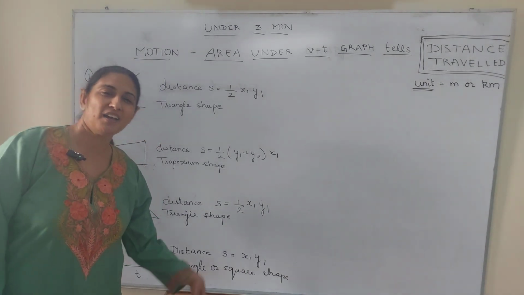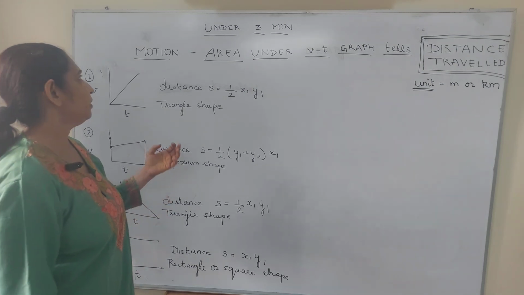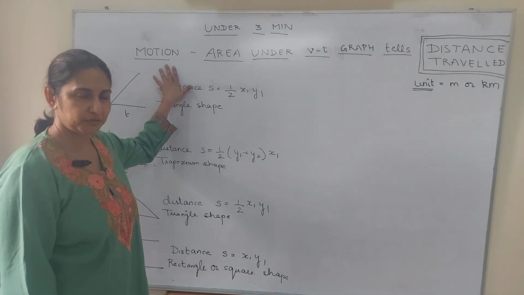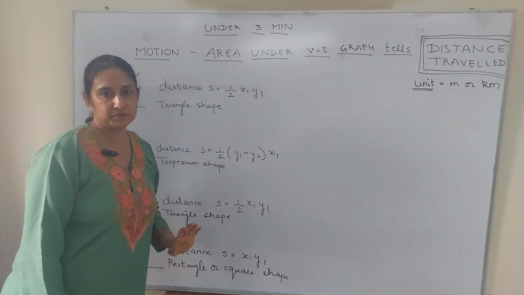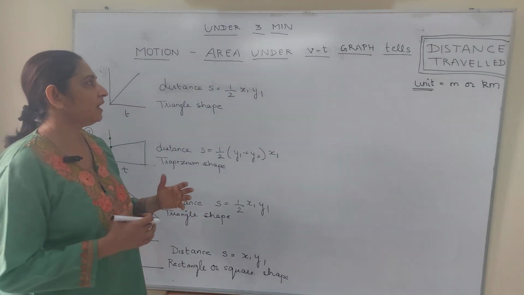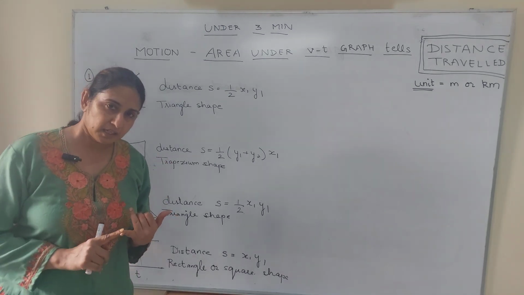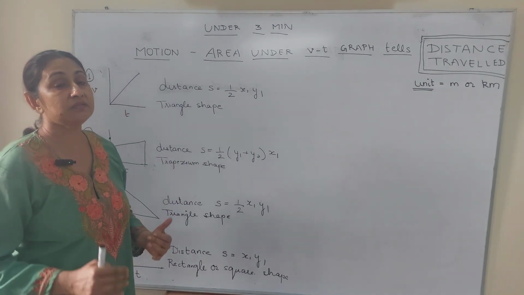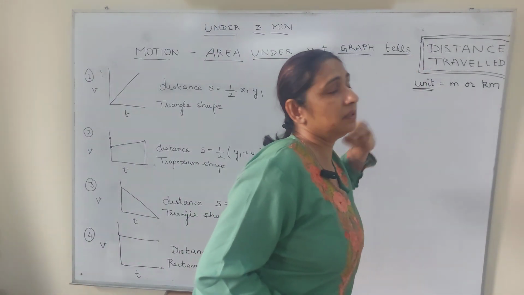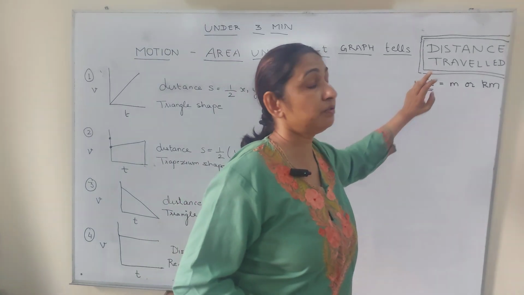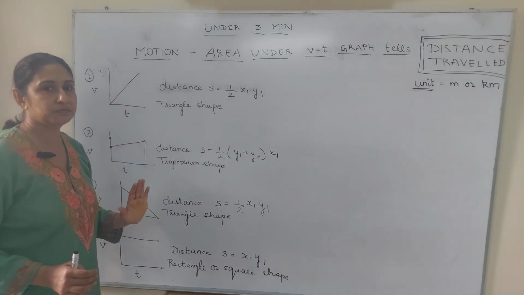We are here under 3 minutes program, taking a small topic of chapter motion from physics: area under a VT graph. We are given a VT graph and we have to find either the area under the VT graph, or the distance traveled by the person. This is more commonly used. Find the distance traveled by the person, and you're given a VT graph.